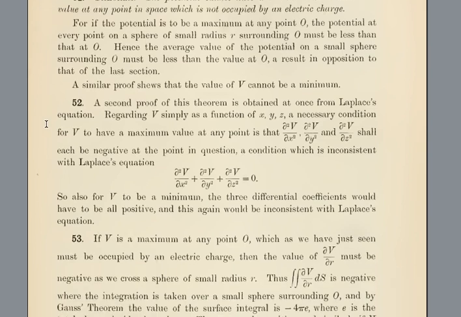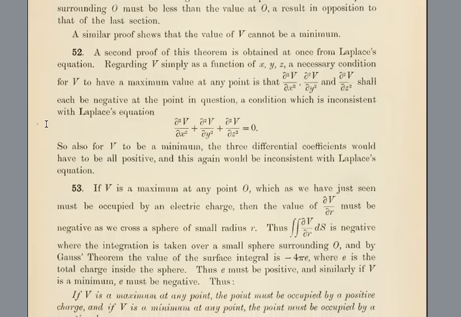52nd. A second proof of this theorem is obtained at once from Laplace's equation. Regarding the potential simply as a function of x, y, and z, a necessary condition for the potential to have a maximum value at any point is that the second partial derivative of the potential with respect to x, the second partial derivative with respect to y, and the second partial derivative with respect to z shall each be negative at the point in question, a condition which is inconsistent with Laplace's equation. So also, for the potential to be a minimum, the three differential coefficients would have to be all positive, and this again would be inconsistent with Laplace's equation.